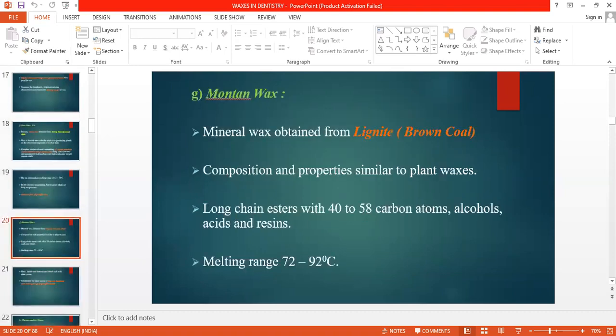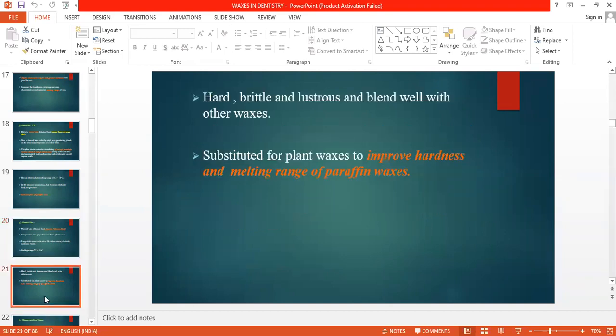Next one is montan wax, which is a mineral wax obtained from lignite or brown coal. It is a long chain ester with 40 to 58 carbon atoms, alcohols, acids, and resins, and it has a melting range of 72 to 92 degrees Celsius. It is hard, brittle, and lustrous, and it blends well with other waxes and is substituted for plant wax to improve the hardness and melting range of paraffin waxes.